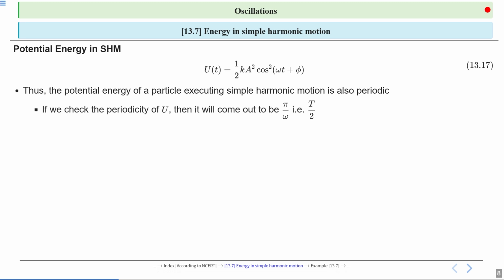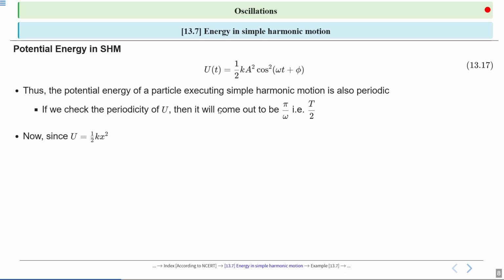If we check how often the potential energy repeats, we will find that its period is pi divided by omega, or half the period of motion, that is T by 2. This happens because the cosine squared function completes a full cycle in half the time it takes the position to repeat. So the potential energy reaches its maximum and minimum values twice during each full oscillation.